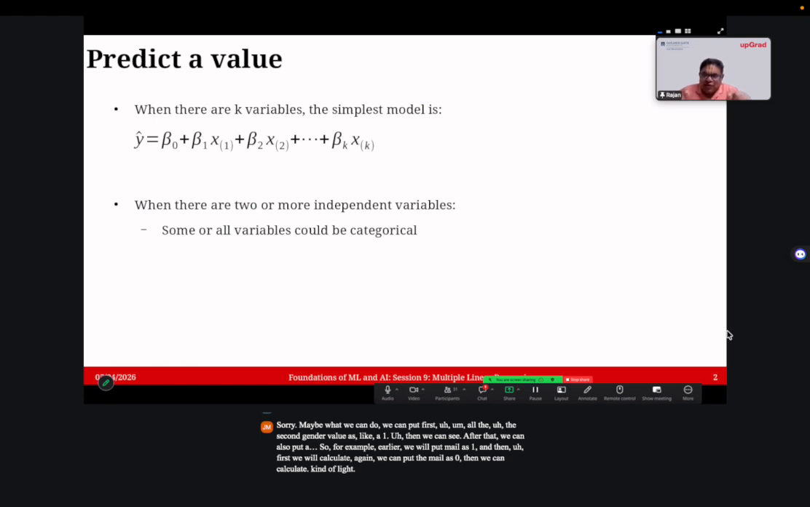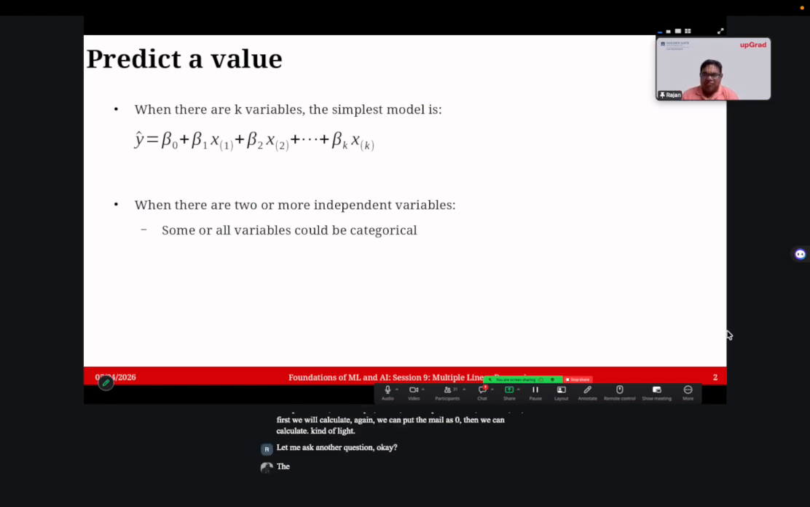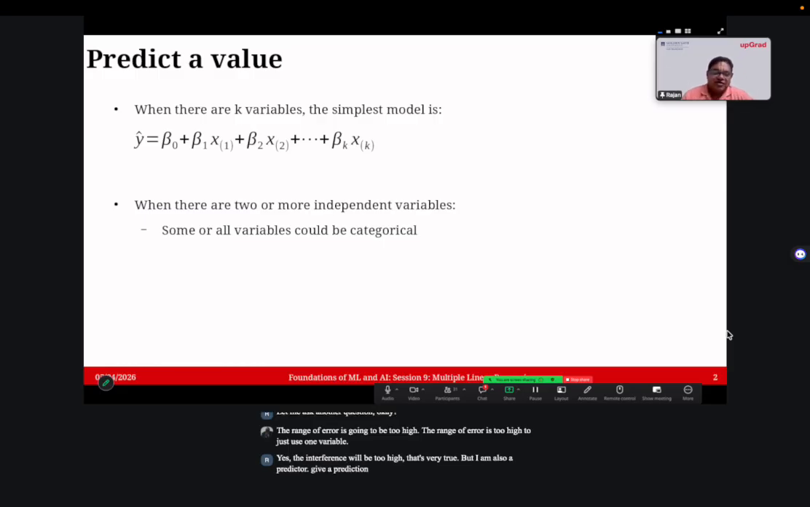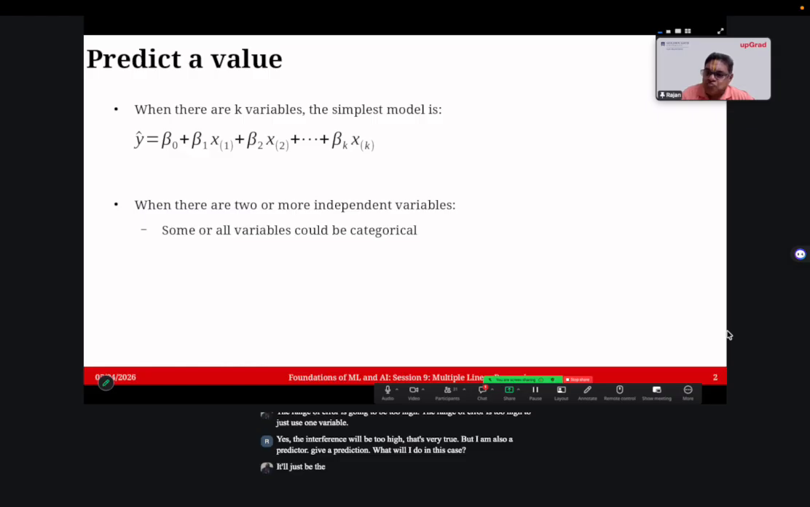Let me ask another question. The range of error is going to be too high to just use one variable. That's very true. But I am asked to give a prediction. What will I do in this case? It'll just be the average. Average of what? Average of heights. The heights in the data.